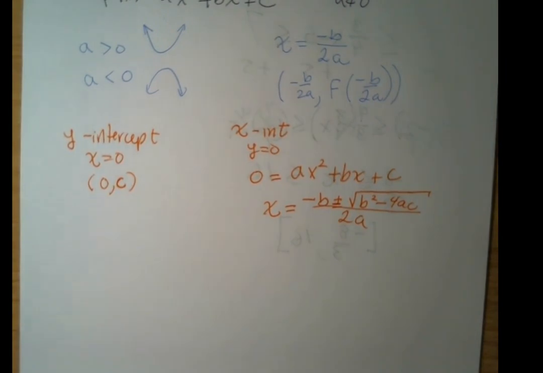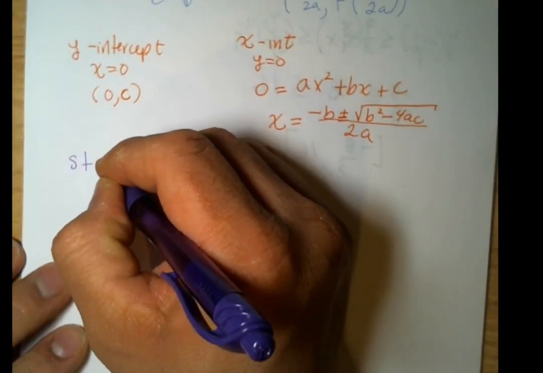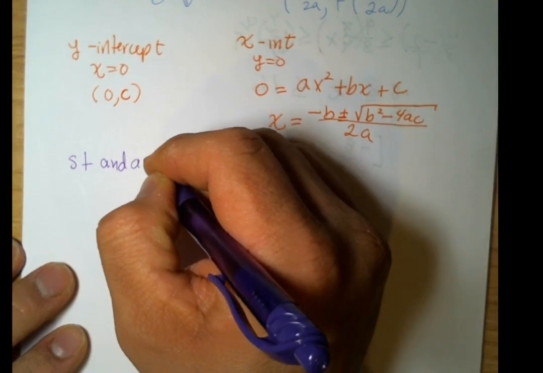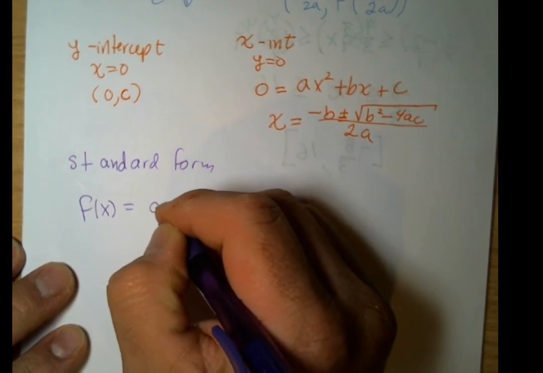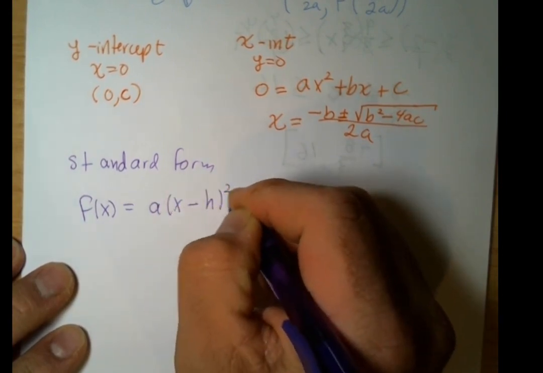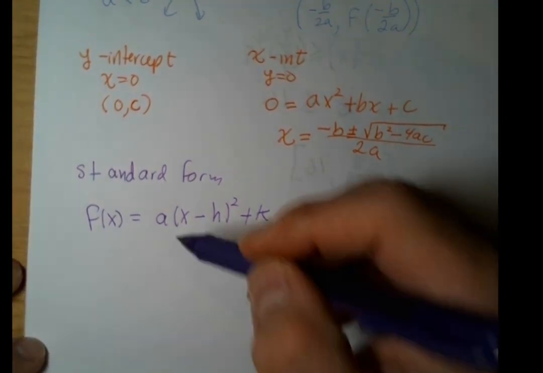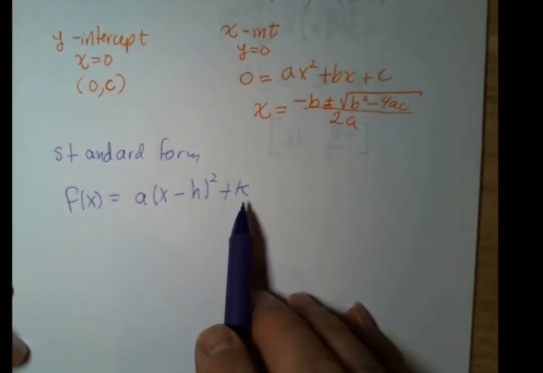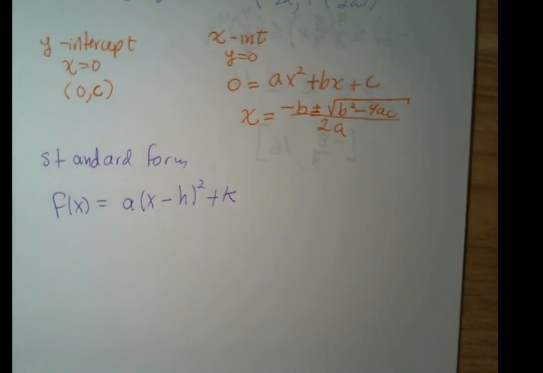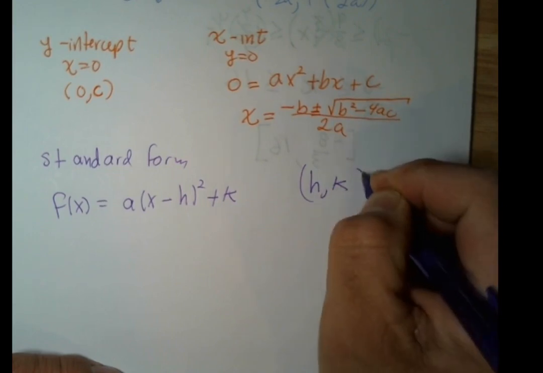Now, another form that we'll sometimes see is something called the standard form, and that has the form of this. All right, this a, so the standard form and the general form, they are related. So this a is the same a we see here. The only difference is this h, k. Standard form is sometimes called the vertex form, because if we have it in this form, the vertex is (h, k).